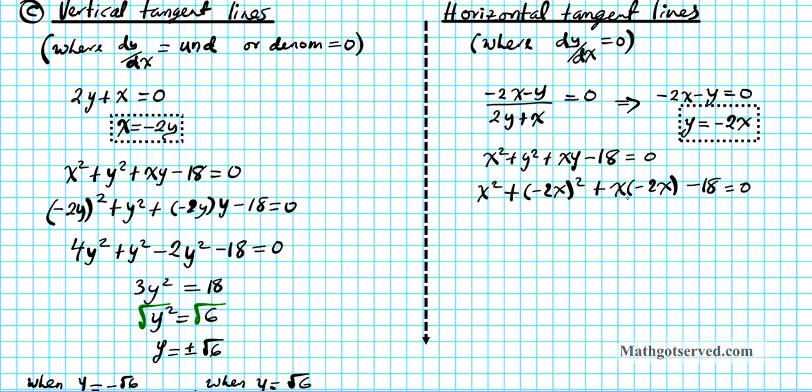Let's simplify this. We're going to have x squared plus 4x squared minus 2x squared minus 18 equals 0. It's exactly the same as the earlier one, the only difference is the x's and y's are switched. So let's simplify this. 1 plus 4 minus 2 is 3, so we have 3x squared equals 18 after adding 18 to both sides. I'm sorry, I messed up. If we divide both sides by 3, you have x squared equals 6, and if you take the root, you have x equals plus or minus the square root of 6.